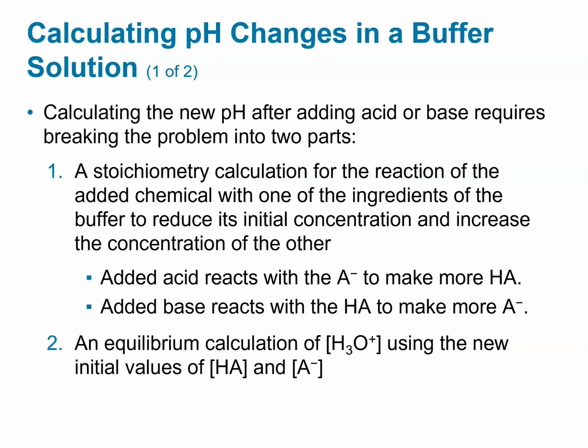What this functionally means is an added acid is going to react with your conjugate base to make more conjugate acid, or you're going to be adding a base which reacts with the conjugate acid, or the weak acid, to make more conjugate base, just like we discussed. And then part two, an equilibrium calculation of the concentration of hydronium or free proton using this new initial value other than the concentration of our weak acid and the concentration of our conjugate base.